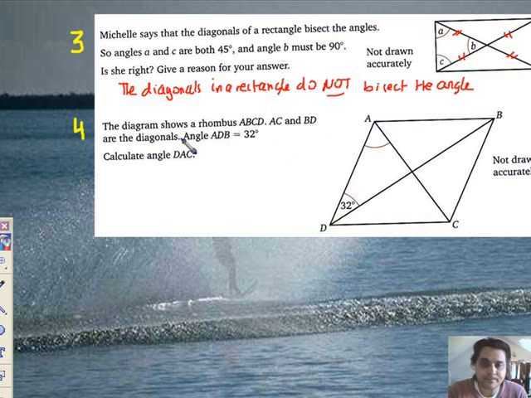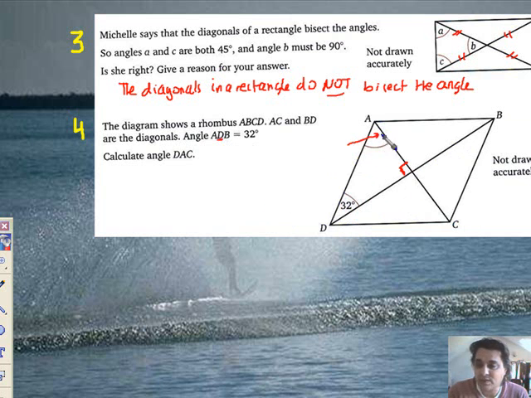End of story. Now the diagram in question 4 shows a rhombus A, B, C, D. A and C and B and D are the diagonals, and I'm told that angle ADB, the middle one of course is the important part, is 32. Calculate DAC, in other words this angle here. Well, here we go. I can tell you for sure, not only do the diagonals bisect each other, they also cross at 90 degrees as well.